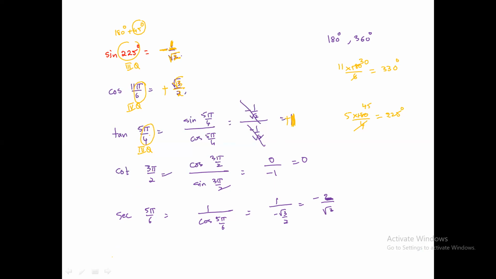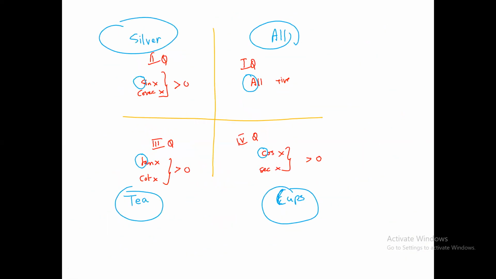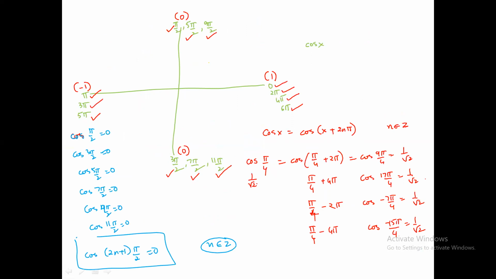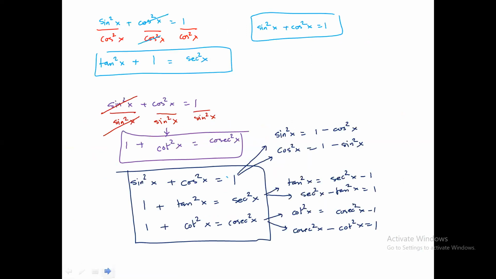3 pi by 2, this 3 pi by 2 and all, I told you the shortcut method in the beginning of the class. Do you remember with the help of the diagram? Yeah, 3 pi by 2, 5 pi by 2. These values I already told. This is only the shortcut.